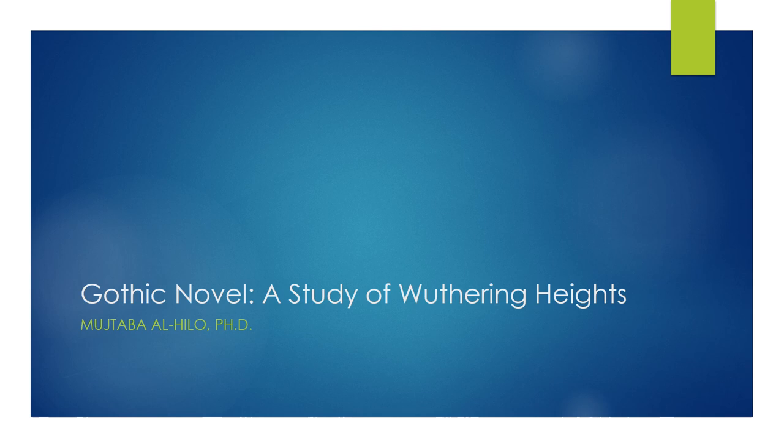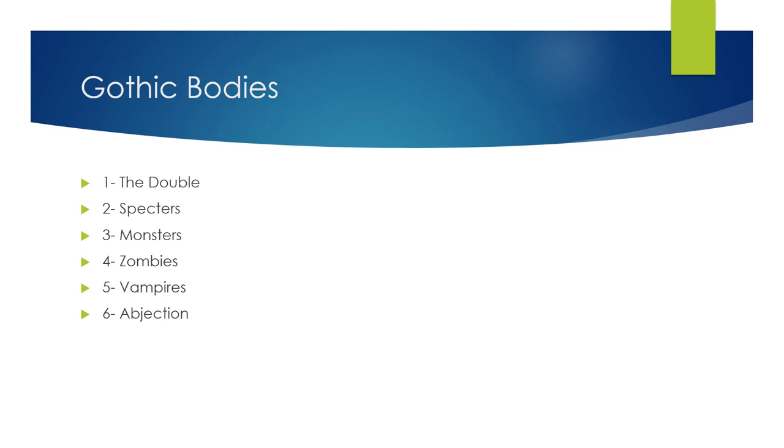Today we have another interesting topic to talk about, which is the Gothic bodies. In Gothic fiction and Gothic movies, we can find different types of characters, of bodies, which are very recurrent in this type of movies and genre: the double, specters, monsters, zombies, vampires, and abjection. Each one of them has its own characteristics, features, and theories behind it. We are going to talk about each one of them in some detail in this lecture, providing certain examples from different movies. So I hope you will enjoy this lecture.